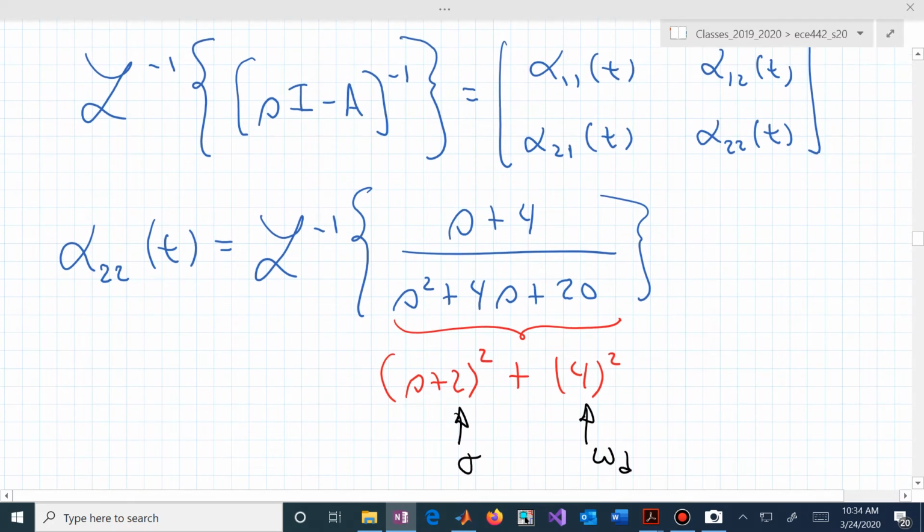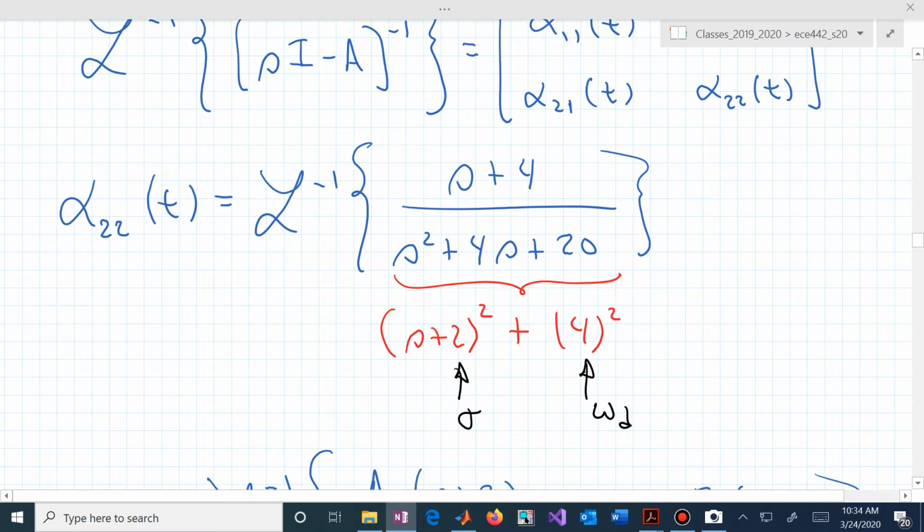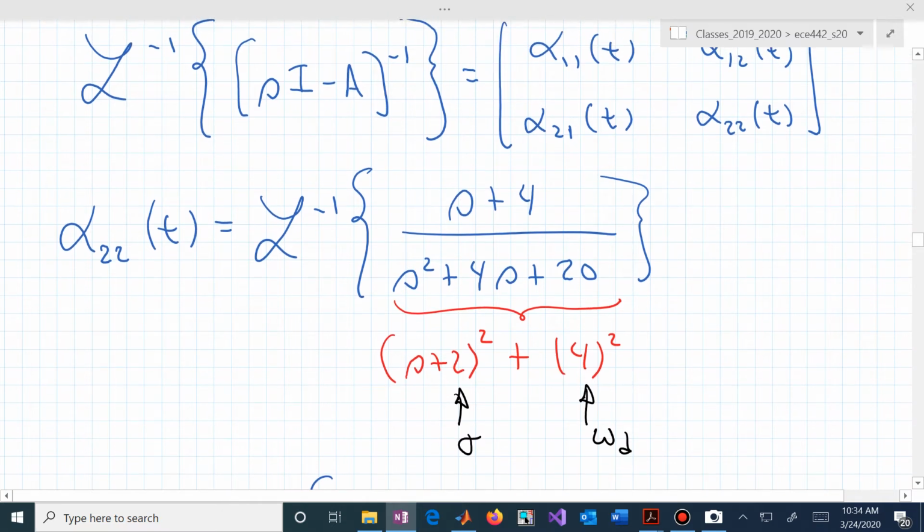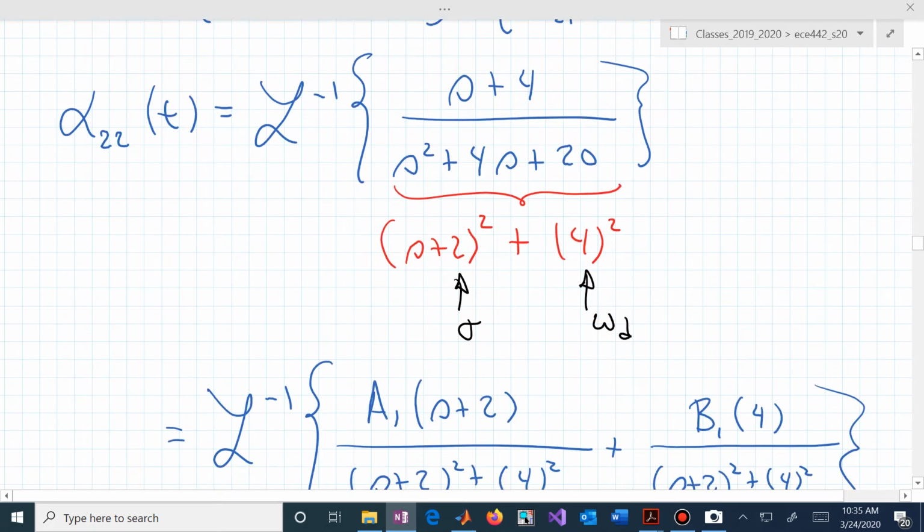We can actually complete the square in the denominator. I've set this up to be clean, and that now gives us an (s plus 2) quantity squared plus a 4 quantity squared. And if you're familiar with that notation, that's now the distance we are into the left half plane from the imaginary axis. That's the sigma. And the damped frequency of oscillation is given by omega sub d. Again, this is in the s plane.